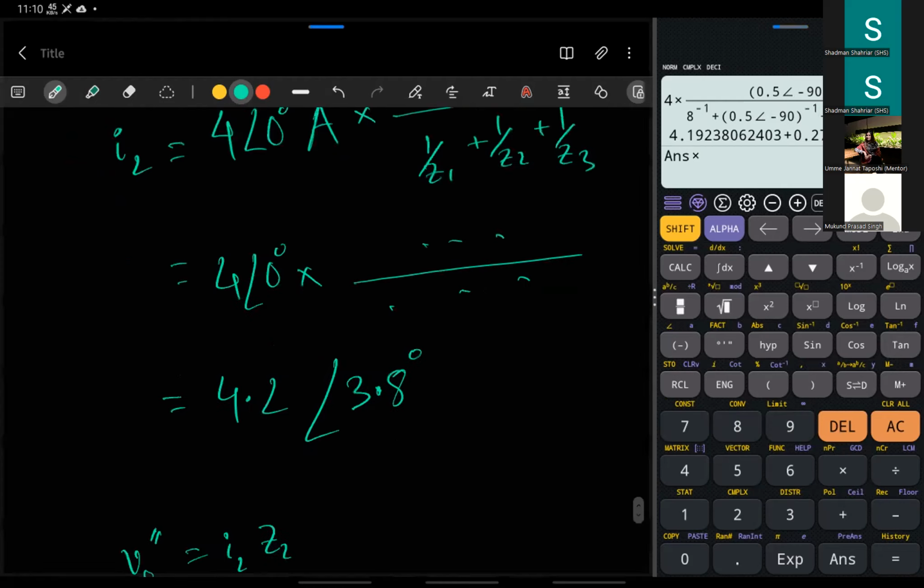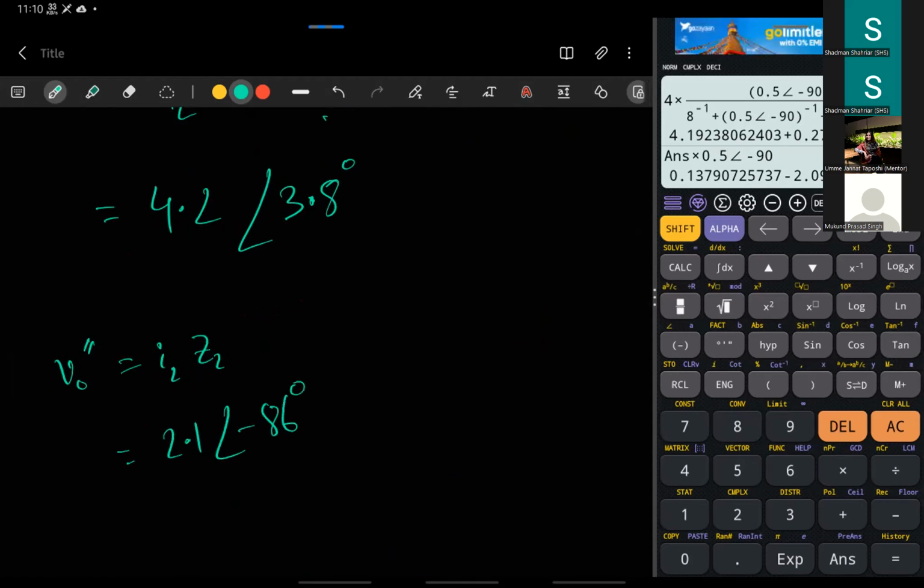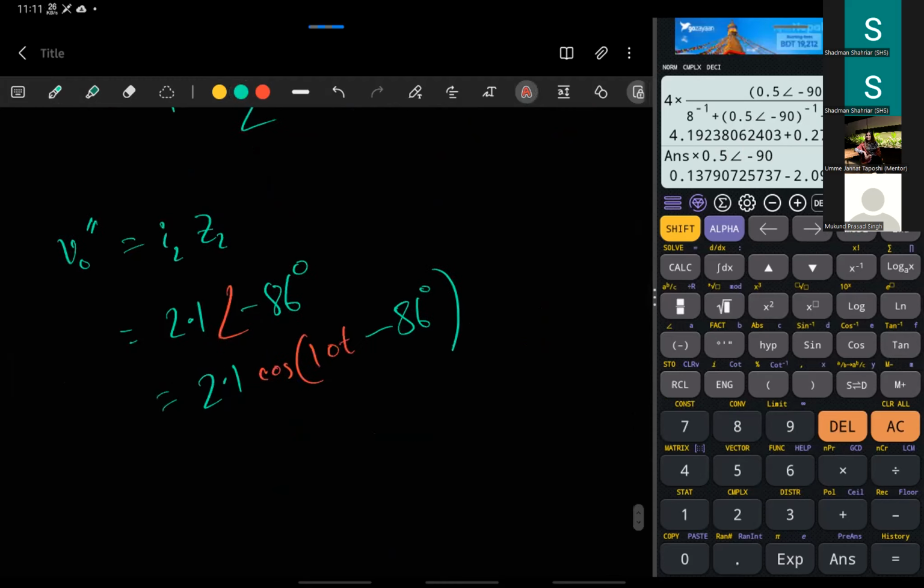I'm sorry if I am boring you, but this is the procedure to solve this problem, okay? And the value is 2.1 angle minus 86 degree. Again, you have to convert it to cos, which is basically 2.1 cos(10t minus 86 degree). Remember, the conversion factor was 10. The value of omega was 10 for this problem. So this is how you get V double prime.